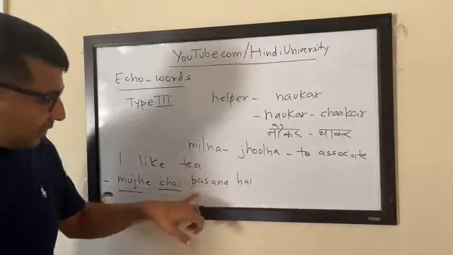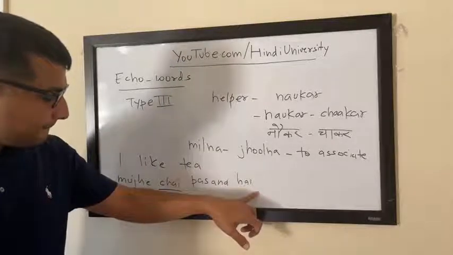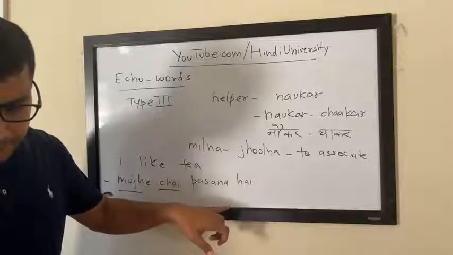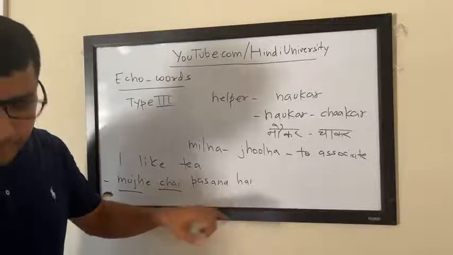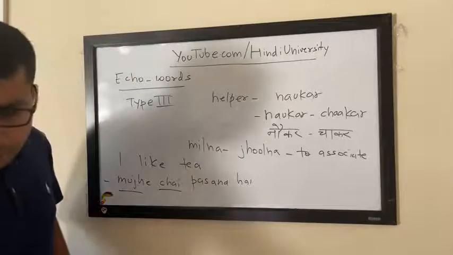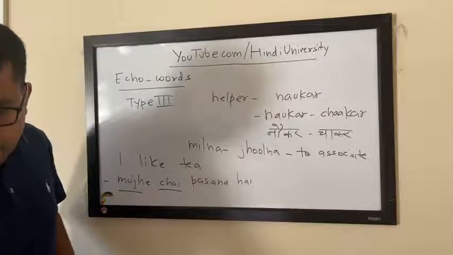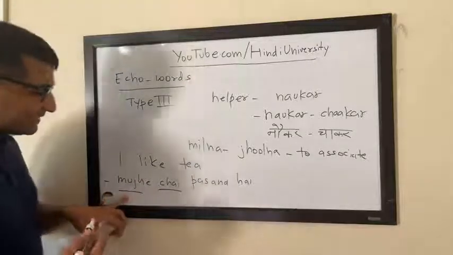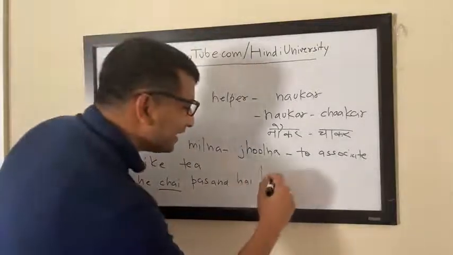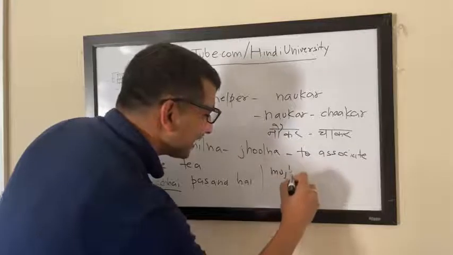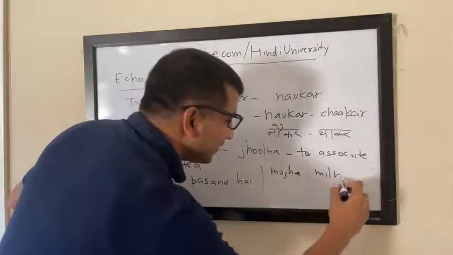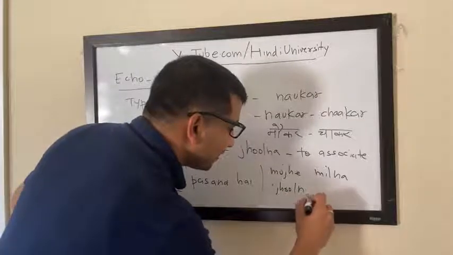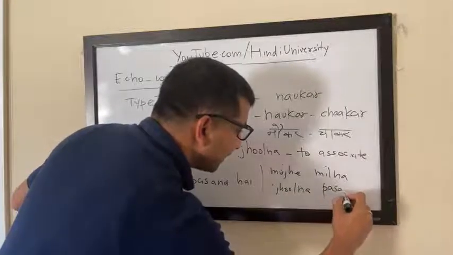Awesome. Finish it up. मुझे मिलना जुलना. Okay. Awesome. So if I heard you, you said मुझे मिलना जुलना. There was some echo, but we're talking about echo words. So what you said was मुझे मिलना जुलना पसंद है.